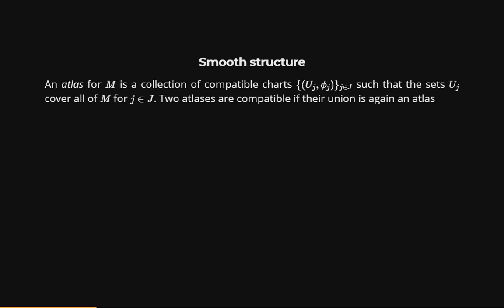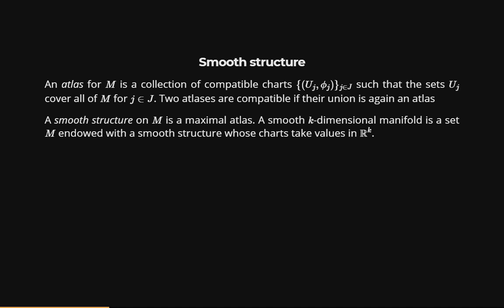Now, a smooth structure, an atlas for M, is a collection of compatible charts such that the union of the sets covers the whole M. Two atlases are compatible if once you join them you get again an atlas, so if all the charts in every possible combination are compatible. And a smooth structure, or a manifold structure, is a maximal atlas, an atlas as big as it can be. So you cannot add any more charts.